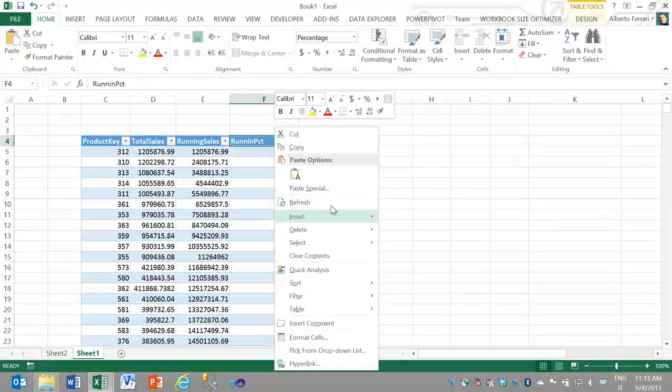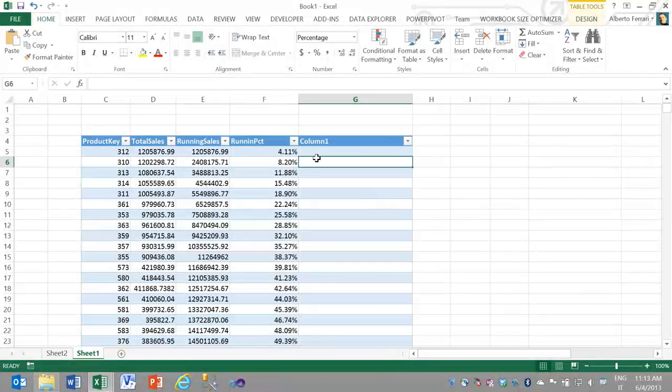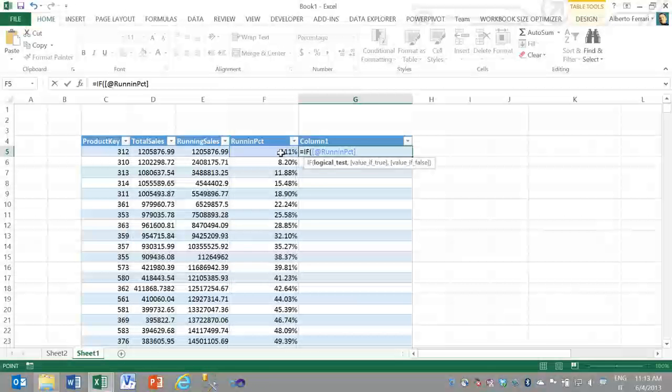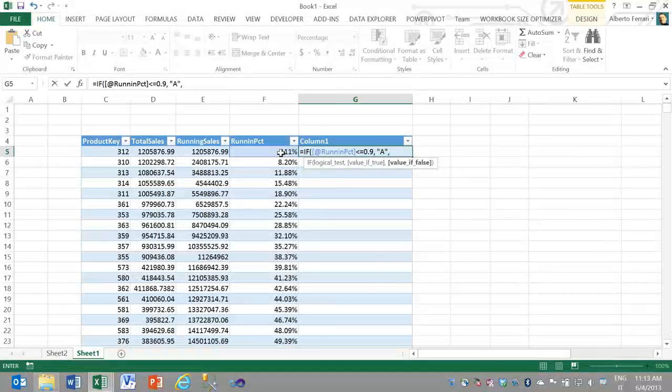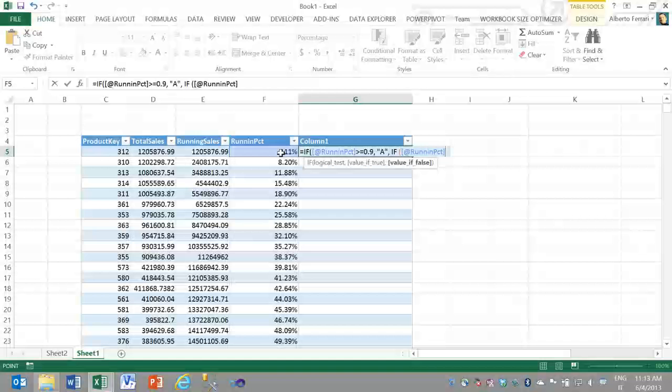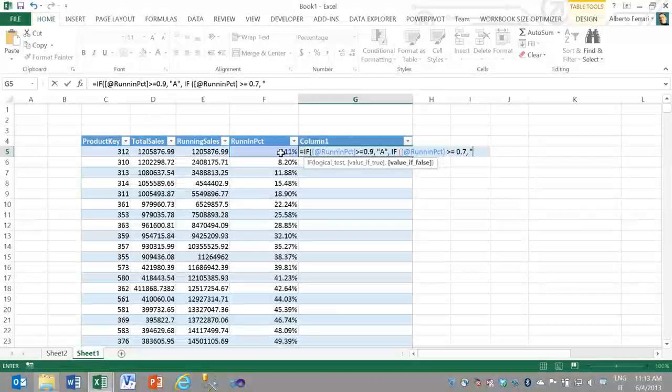And the final column we need to get is, insert table to the right, our if. If running percentage less or equal 0.9, then it means we are in class A. No. Greater or equal 0.9, then we are in class A. Otherwise, if it is greater or equal 0.7, then we are in class B. Otherwise, we are in class C.